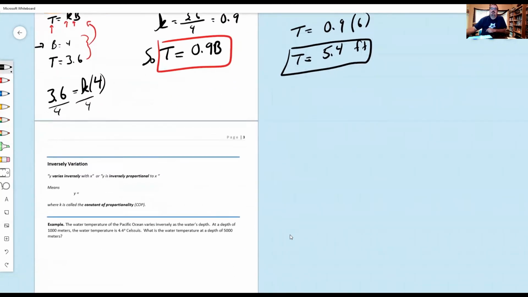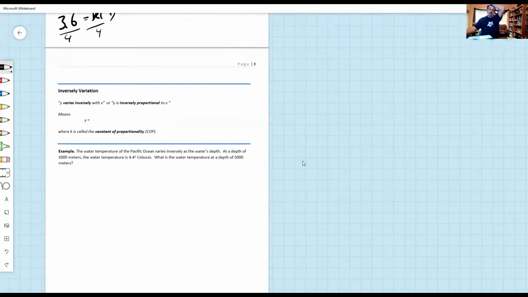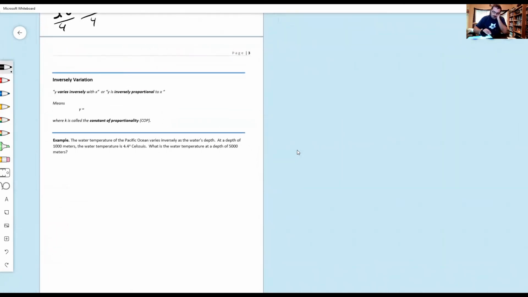All right, let's talk about the next type of variation. And just as a reminder, direct says, since it's moved up, y equals k times x. So inverse variation, y varies inversely with x, y is inversely proportional. This usually means that one idea is going up and the other one is going down. A simple one for this is, it's not true for all cars, but in general, as your car gets older, its value decreases.